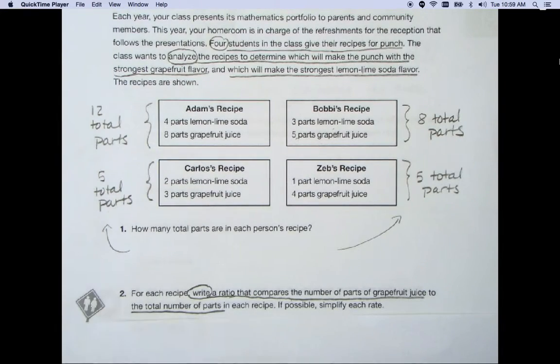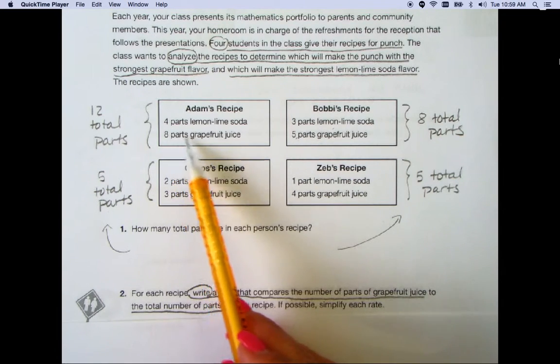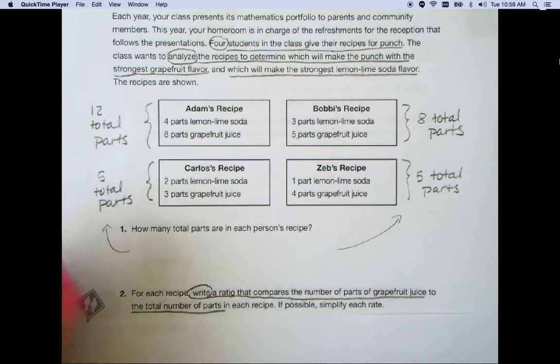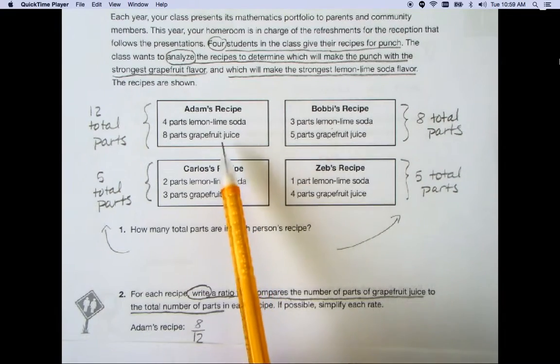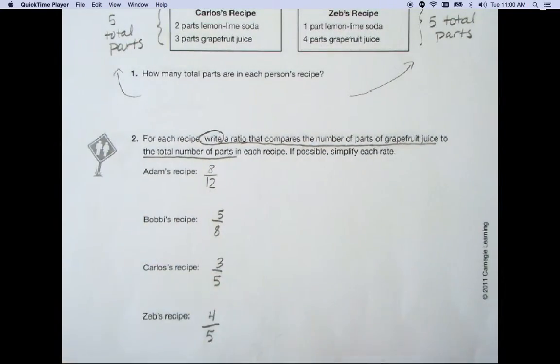Question 2 asks us for each of the recipes to write a ratio. Now I know that ratios look like fractions, and it needs to compare the number of parts of grapefruit juice to total parts. So I need to grab those 2 pieces, grapefruit juice, total parts. So for Adam, there are 8 parts of grapefruit, 12 total parts. You can continue to do the same for the other 3 recipes.